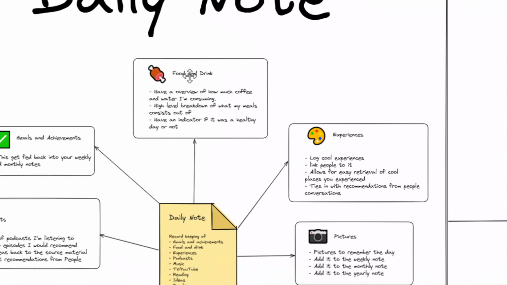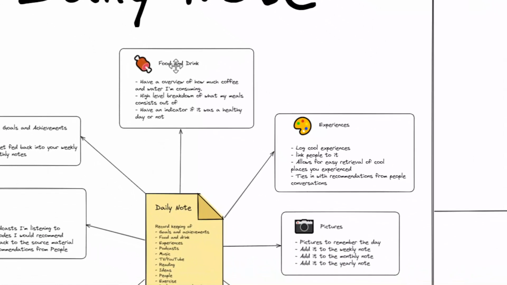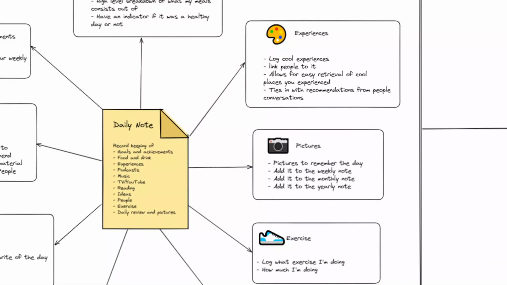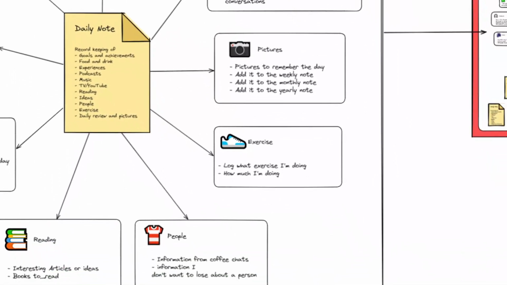I want experiences to be logged there. So let's say I went to a comedy show. I want links to the comedy show's website and location just for easy reference in the future, if I want to recommend it to anybody else. I want pictures of the day to remember it by. Those pictures I want to roll up to my weekly note, and my weekly note rolls those pictures up to my monthly and to my yearly. So this just makes the big picture view of how a month or year went quite easy, and it brings back memories.